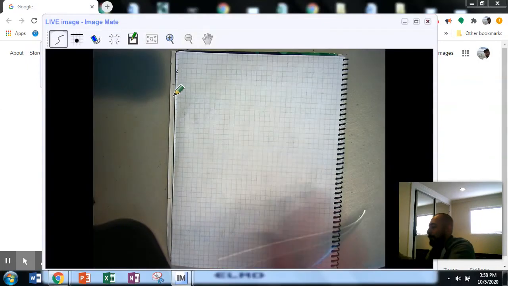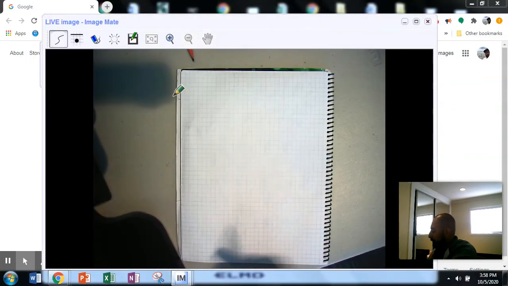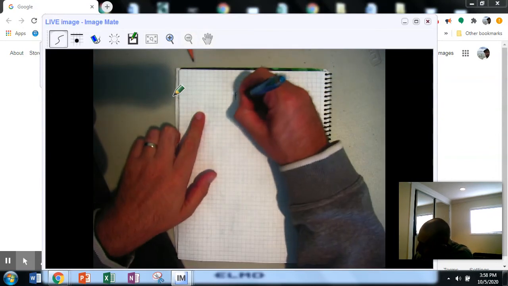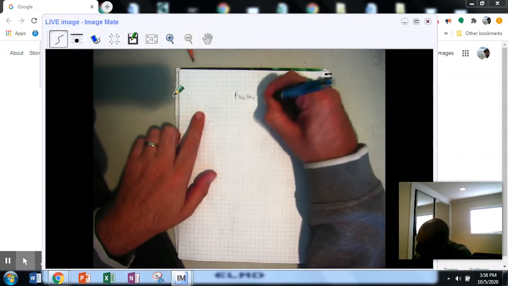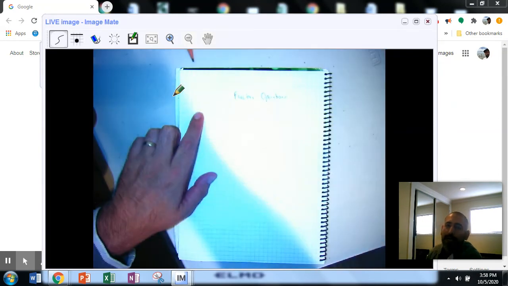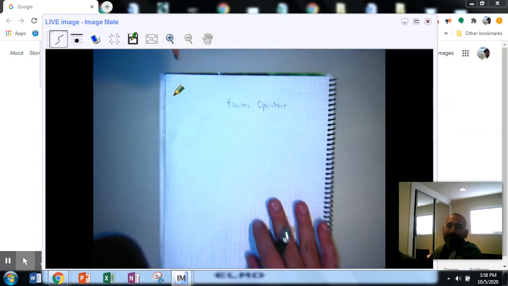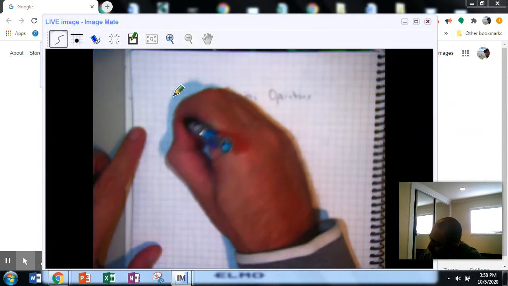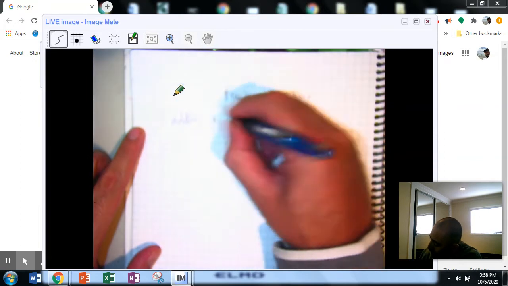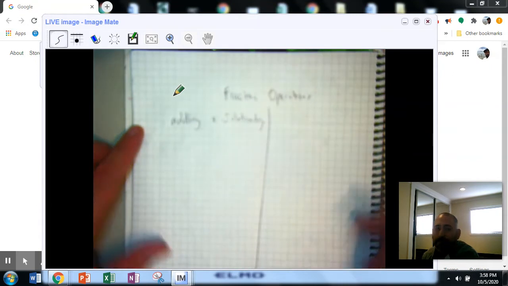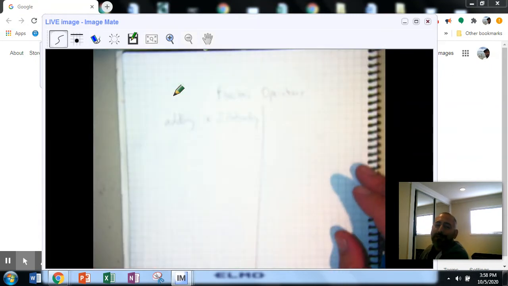All right, so we're going to go over fraction operations. That means adding, subtracting, multiplying, and dividing fractions. Adding and subtracting have their own set of rules, and then multiplying and dividing have their own set of rules as well.